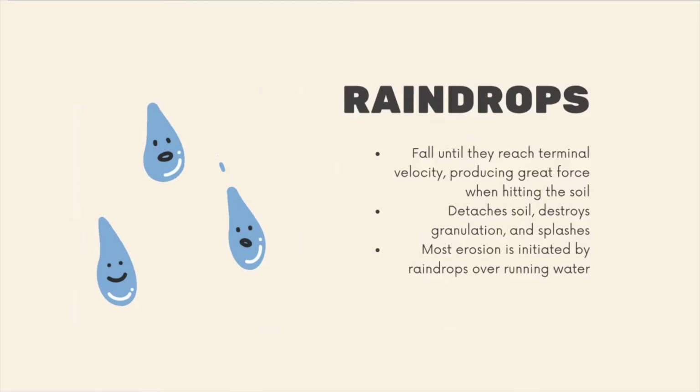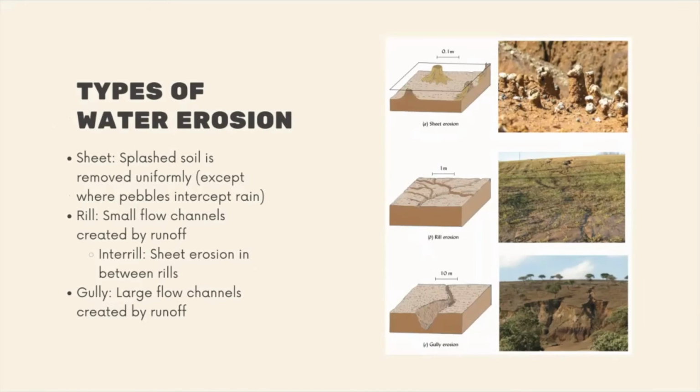But for raindrops, they fall until they reach a terminal velocity, which produces a really big force when hitting the soil, and this detaches the soil, destroys its granulation, and splashes. And most erosion is actually initiated by raindrops rather than running water. And there's a few types of water erosion. There's sheet, rill, and gully.